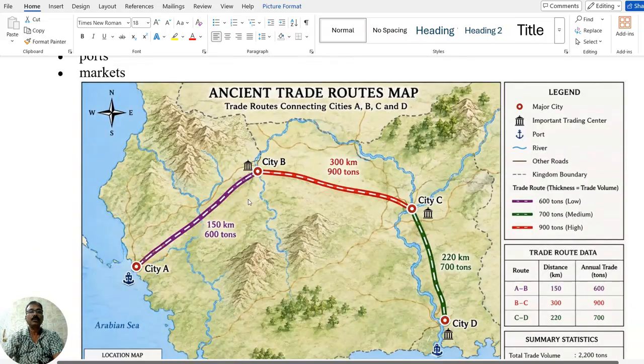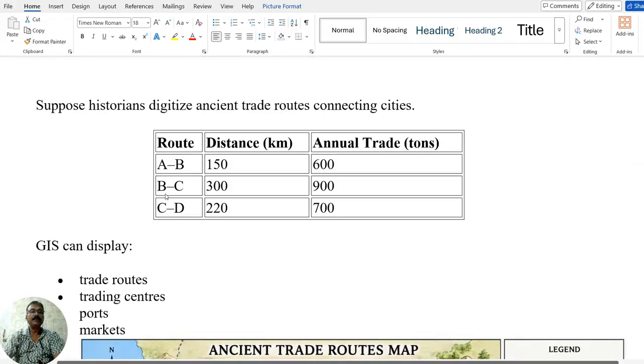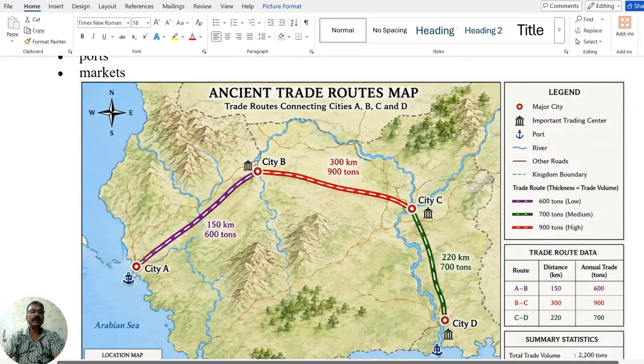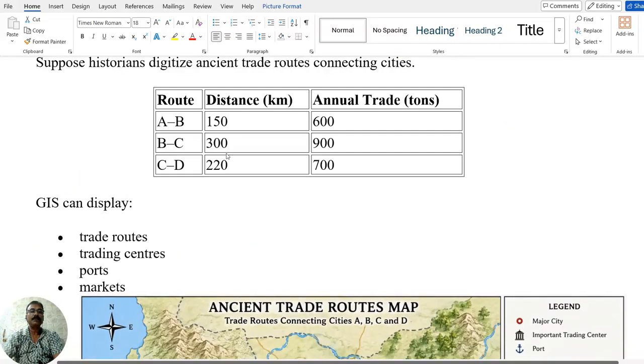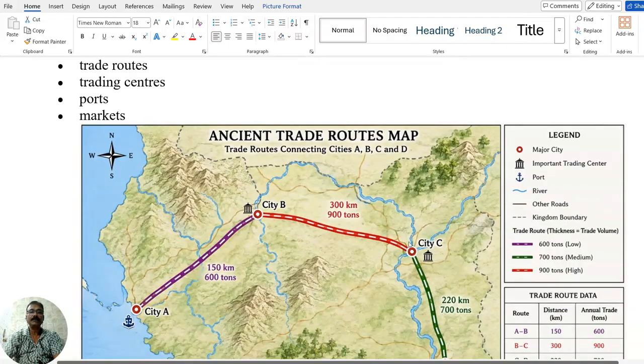This is the map you got. The city A, city B, city C, city D. So city A, B, B, C, C, D. A to B, the distance is 150 kilometers, and the annual trade is 600 tons. Similarly, all the information is given through this map: major cities and important trading centers.